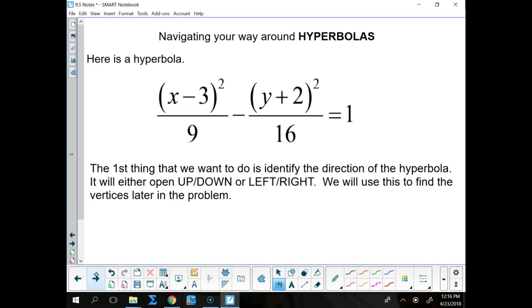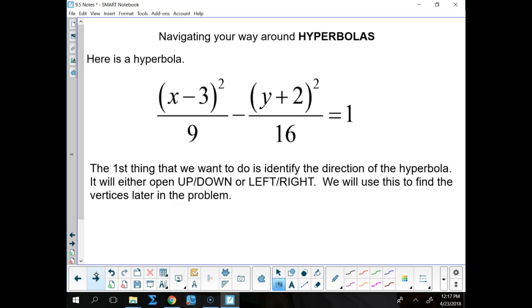First thing we have to do, even before we can get to the center of a hyperbola, is figure out which way it opens. It's either going to open up and down, or left and right. Hyperbolas open in both directions. Parabolas only open in one direction. Hyperbolas open in two directions. So it's up and down, or left and right.